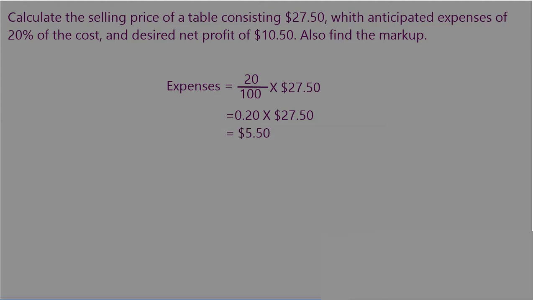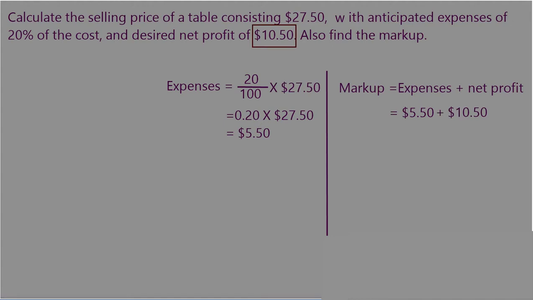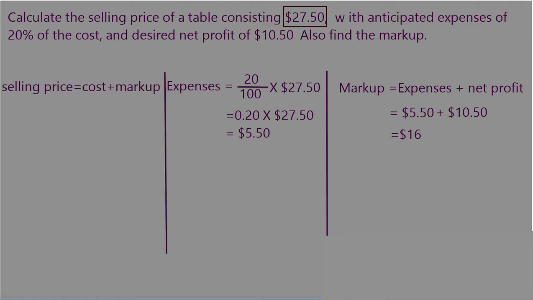The markup is the expenses plus the net profit. Adding them we get $16. We can now calculate the selling price, which is equal to the cost plus markup. Adding the cost plus markup, we get $43.50.